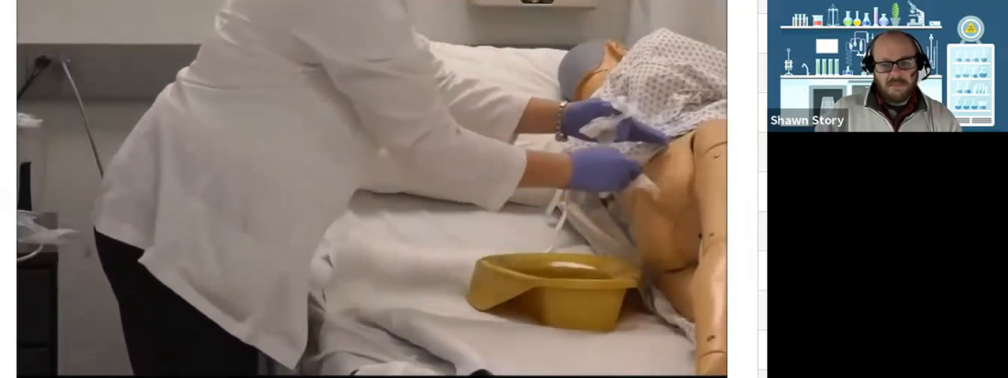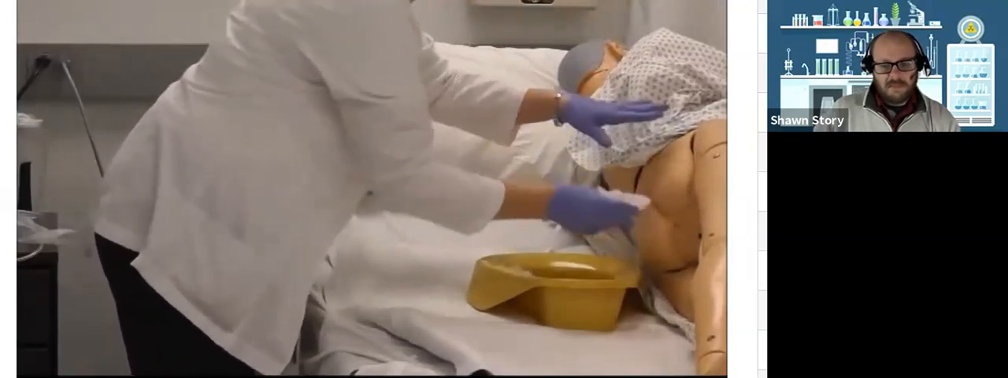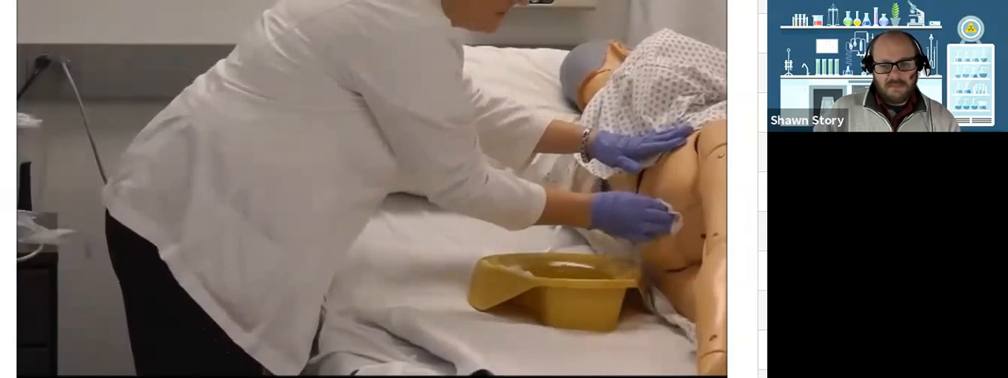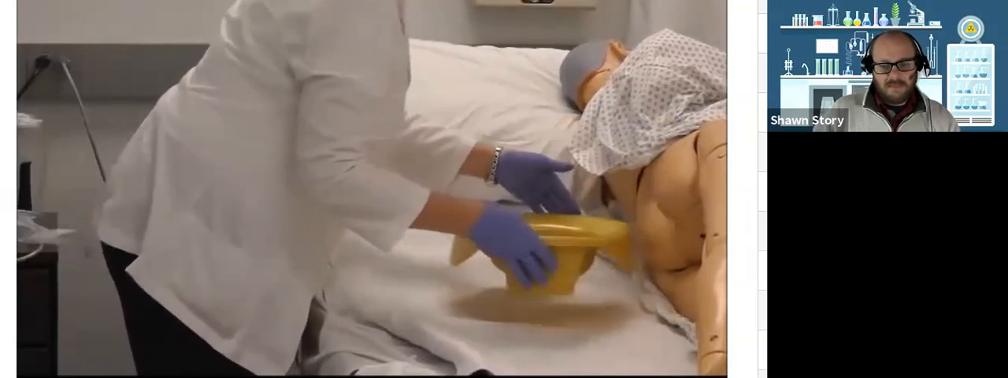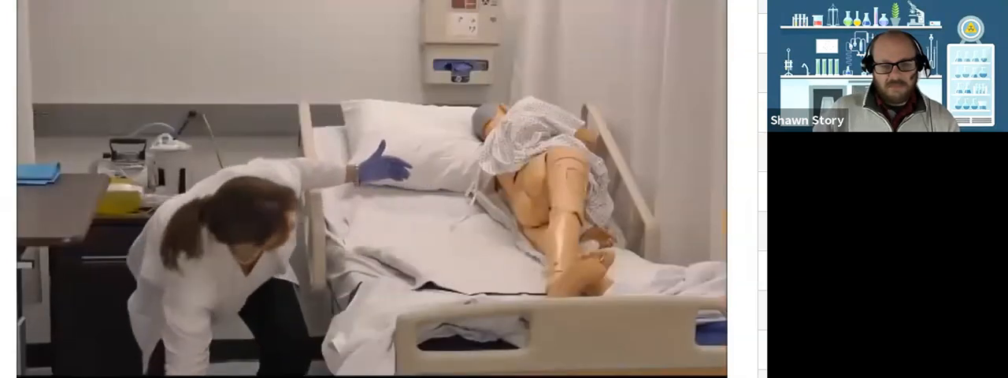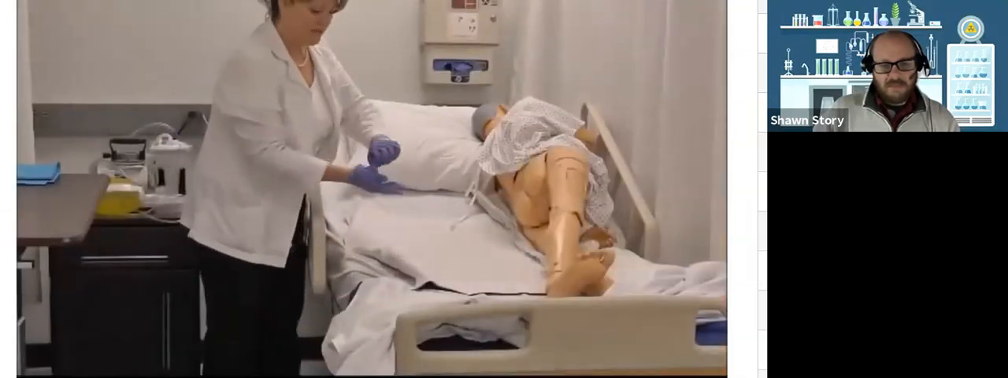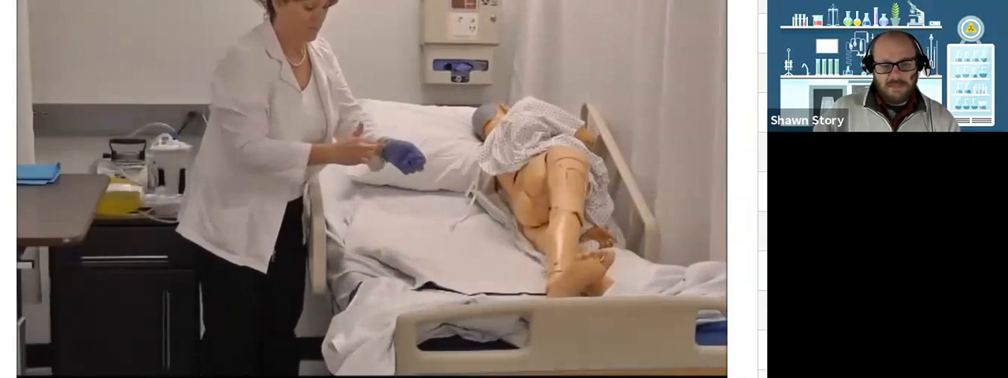I'll wipe the perineal area front to back first. And now I'll wash the anal area. Now I'll remove the bedpan. Remove my gloves.